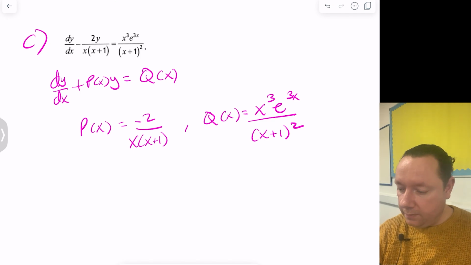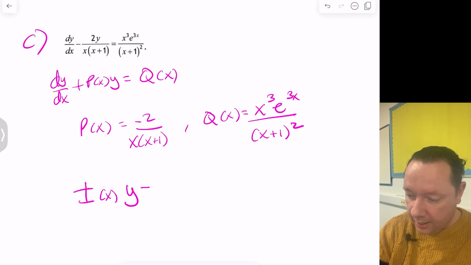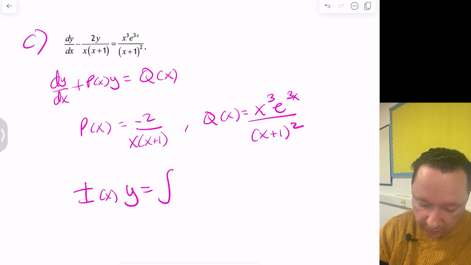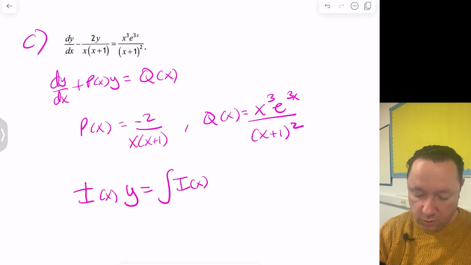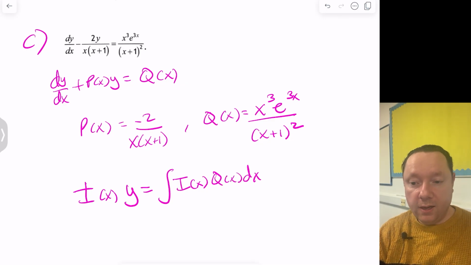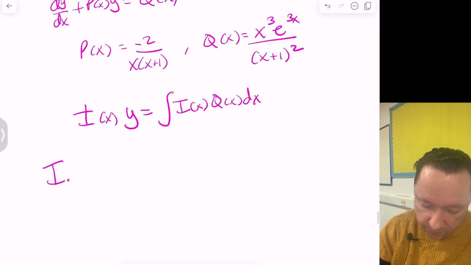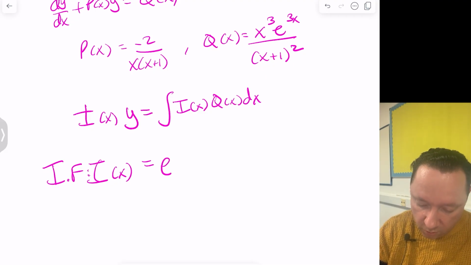Okay, so let's go for there. If you recall, a quick method for this is that you do the integrating factor times y equals the integral of the integrating factor times q of x dx. And so the problem I've got is I need to find my integrating factor. So my integrating factor, I of x, is e to the integral of p of x dx. So what is p of x?